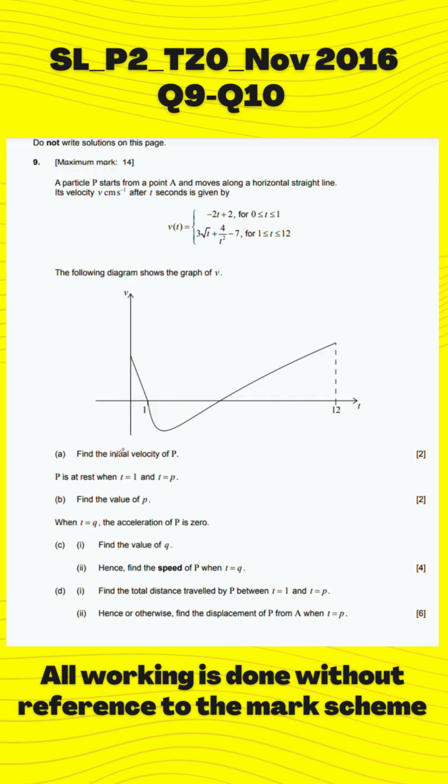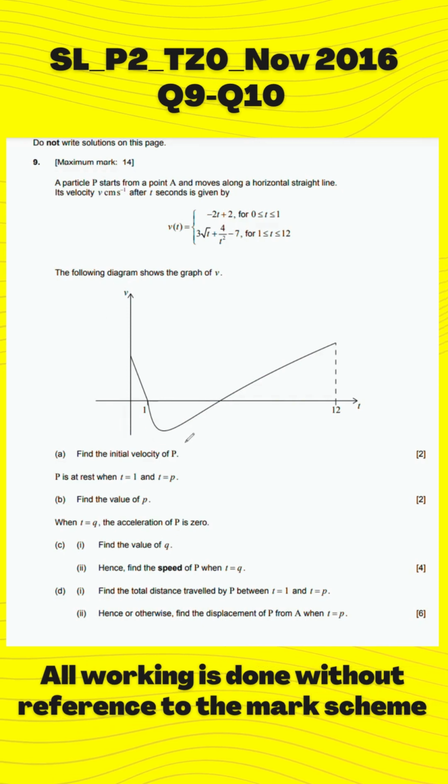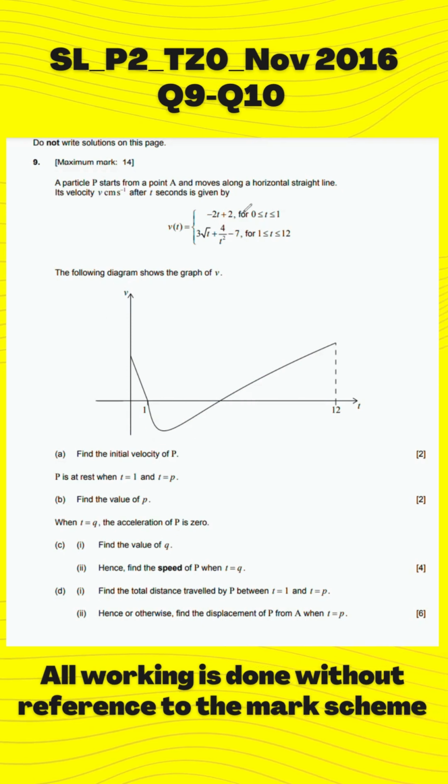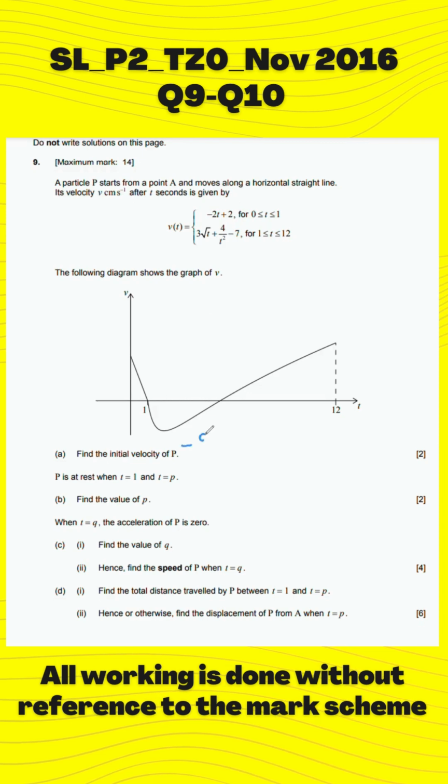Find the initial velocity. So we will sub t equal with 0. So t is 0, so I will use the first function. It will be negative 2 multiplied with 0 plus 2, which is 2. So this point is 2.